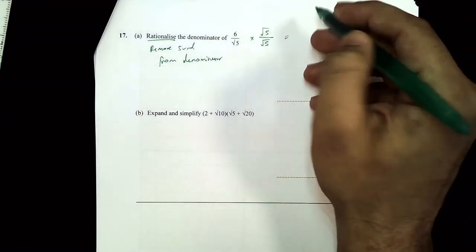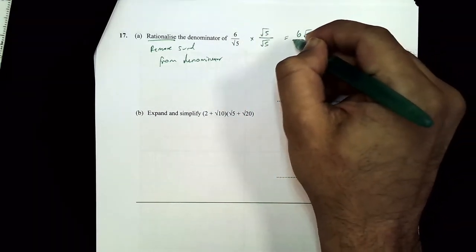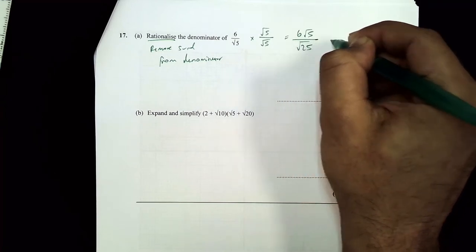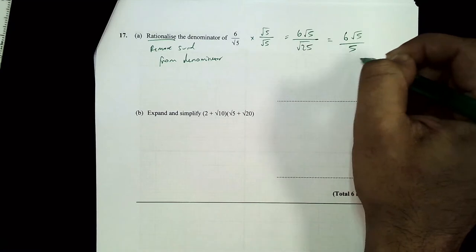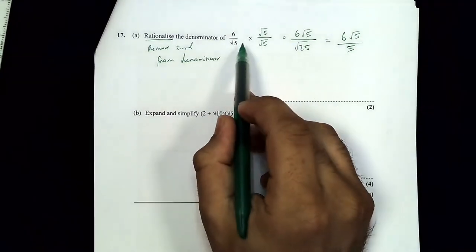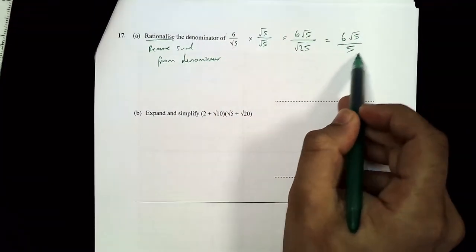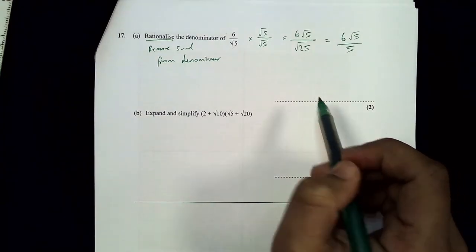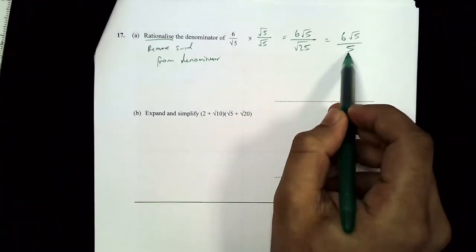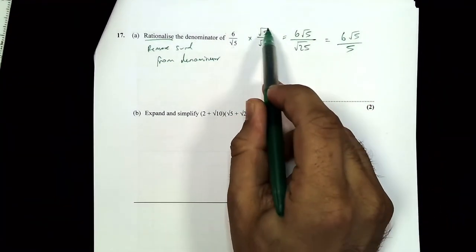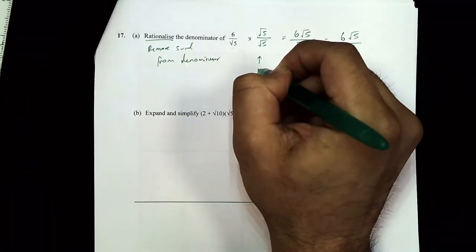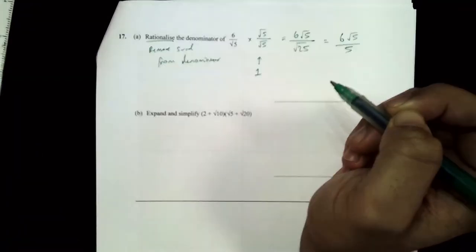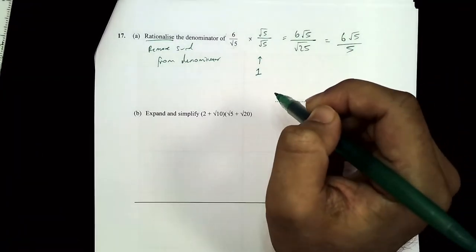Have a look. 6 times root 5 is 6 root 5. Root 5 times root 5 is root 25, which is 5. So 6 root 5 over 5. And I've now rationalized that surd. If I put that in a calculator, it will say the same thing. Okay? This is equal to this. All I've done is I've timesed it by 1. So I'm just going to draw an arrow to that and say that that is the same as me timesing it by 1. So it hasn't changed the value, it just changed how it looks.